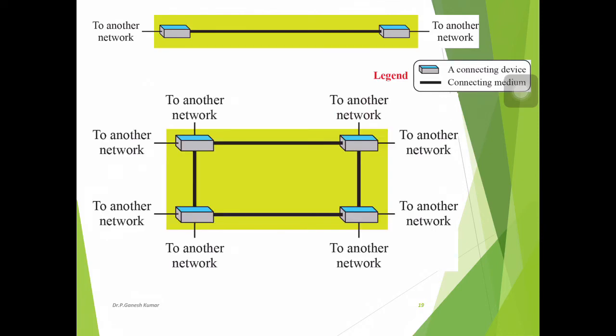And the next one is a switched WAN network. So here there will be four switches. Each switch is connected to a node, or it may be four routers that are going to be there. That router is going to connect to multiple networks.